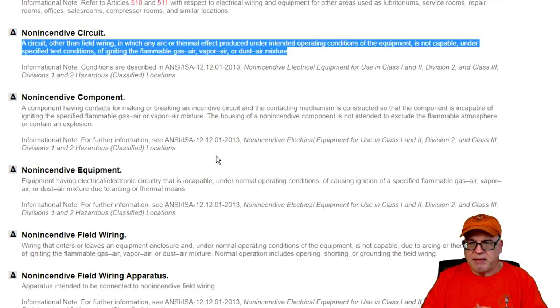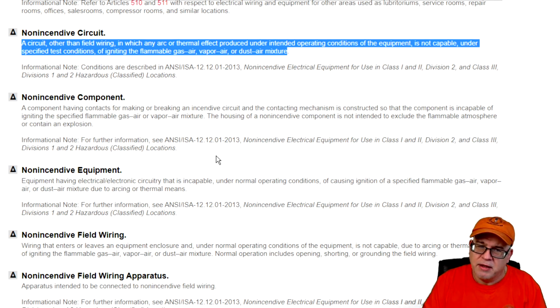So when I see something maybe using Class 1 and 2, Division 2, and Class 3, Division 1 and 2, if I'm looking at something that's talking about non-incendive electrical equipment, we see that it might be equipment that can generate an arc or has some kind of thermal effect produced as part of its operation, but it's just not enough. It's not capable under the test conditions, and hopefully you're using it within its test condition, of igniting any flammable gas, vapor, or dust in the air. Okay, so that is called a non-incendive circuit. So just remember, anywhere that the code states anything about non-incendive circuits, you know what it's talking about.